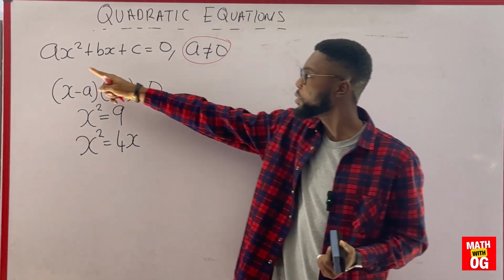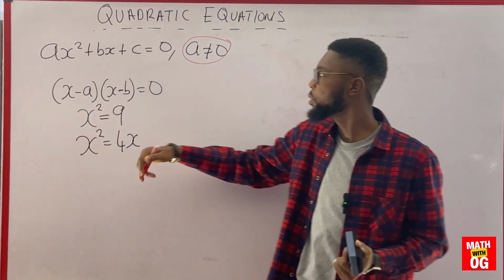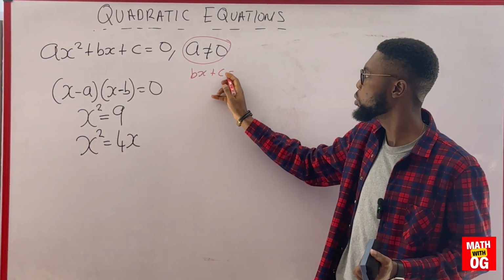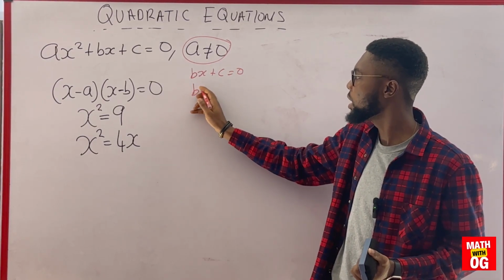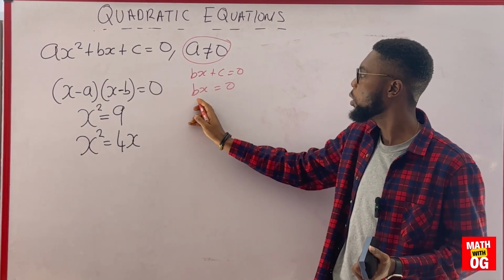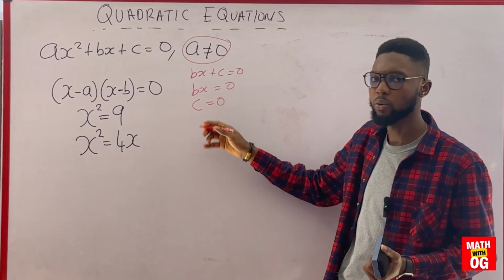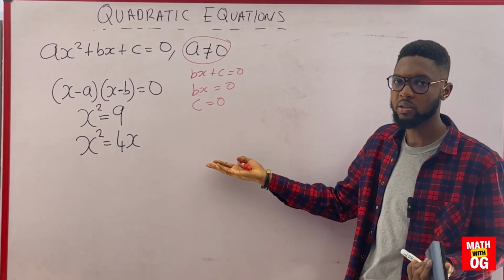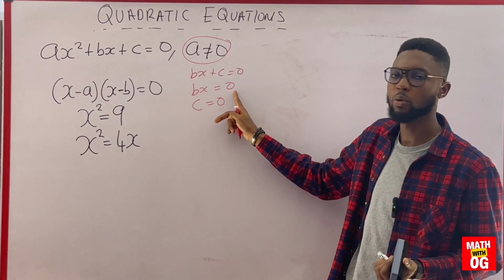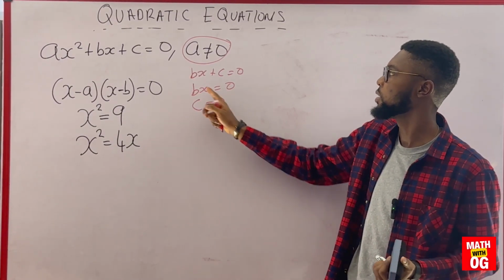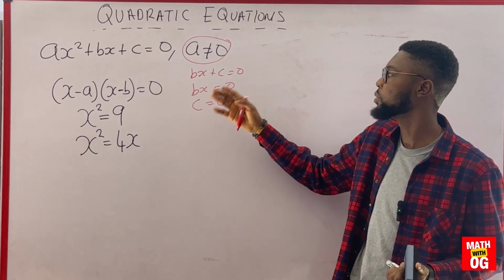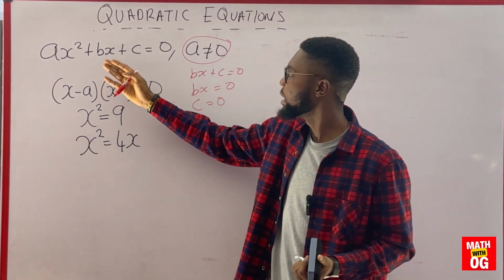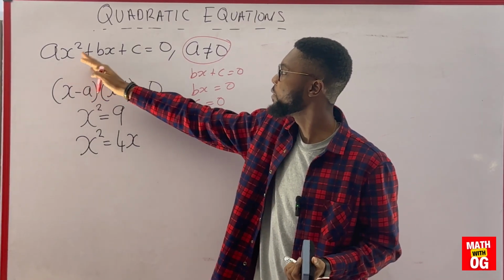Because the moment a becomes 0, you can either have bx plus c equal to 0, or bx equal to 0, or c equal to 0. Okay, c equal to 0 does not actually make any sense. But you can have bx equal to 0. This is linear. You can have bx plus c equal to 0. This is also linear.